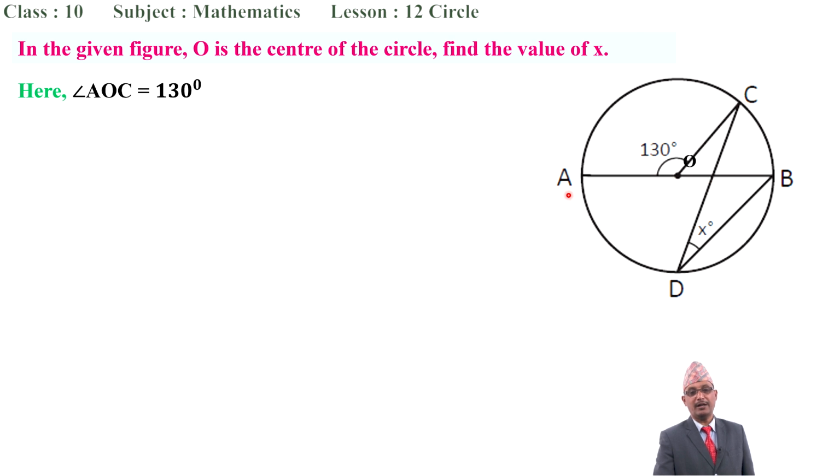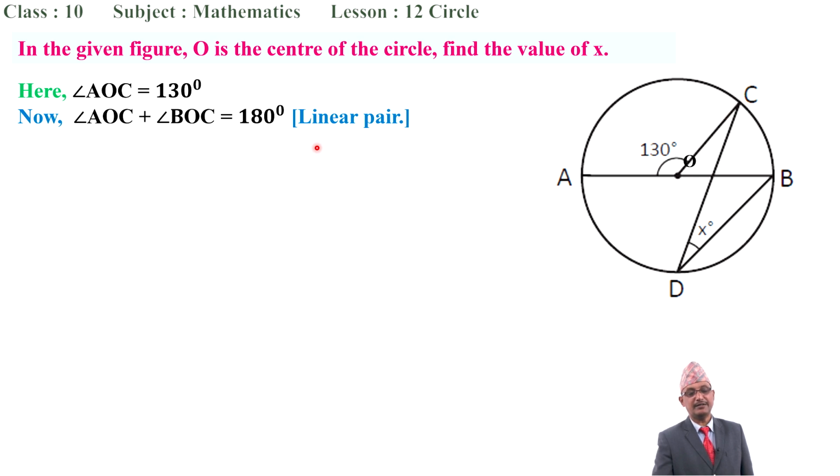That's why we can write angle AOC, this angle, plus angle BOC, this angle. Can you get a straight line by adding these two angles? So a straight line means 180 degree. That's why angle AOC plus angle BOC is 180 degree. The reason we have written here is linear pair. Linear means a straight line, pair means two. It means by adding these two angles, we have got a straight line. That's why the sum of these two angles is 180 degree, because a straight line means 180 degree.